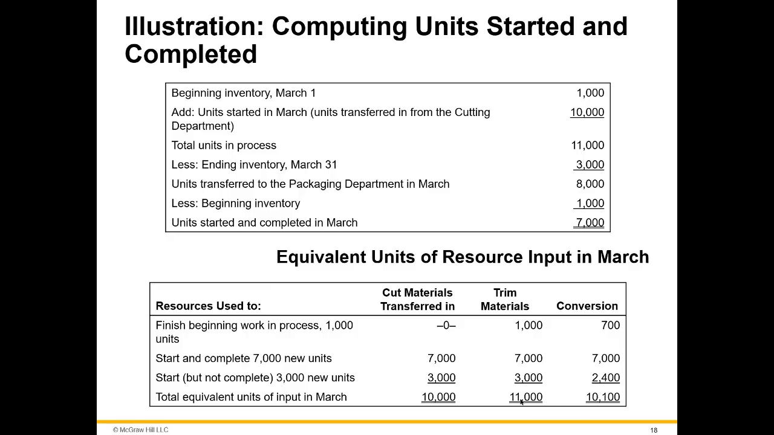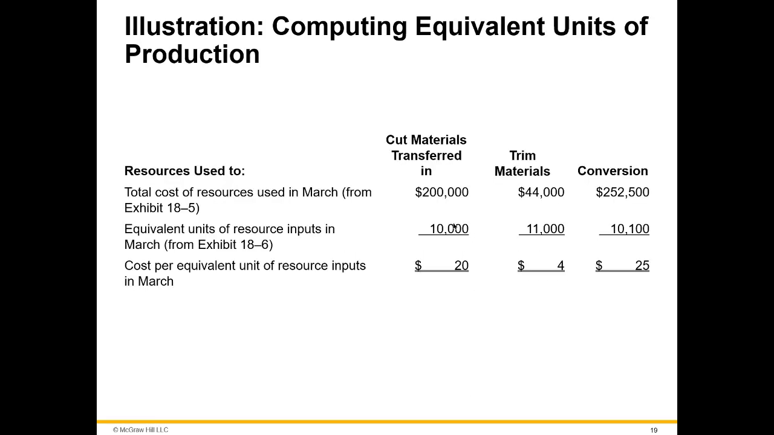Okay, so 10,000, 11,000, 10,100. Note these numbers and see that they sit right here. And so here are the total cost resources used, 200,000. Okay, so that's from the cut materials, so $20 per unit, we know that. 44,000 worth of trim materials, and so that's $4 per unit. And conversion materials of 252,500 divided by 10,100 equals $25.